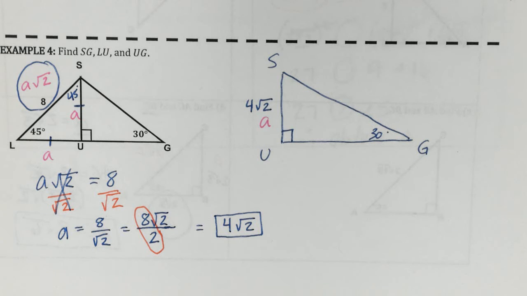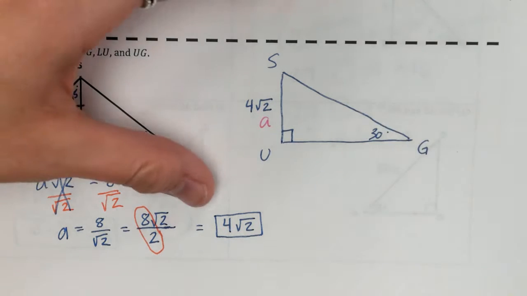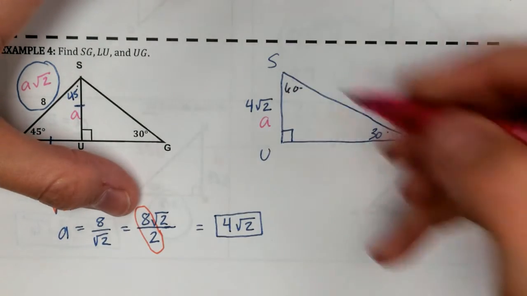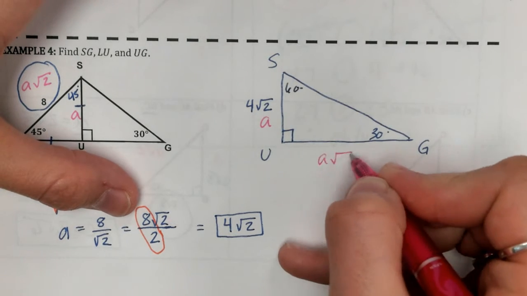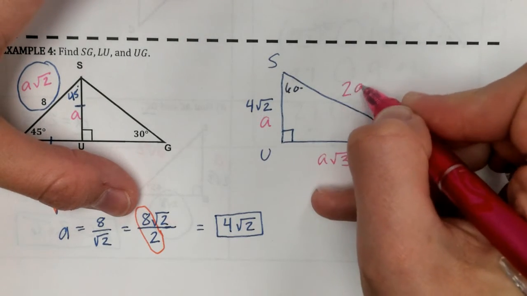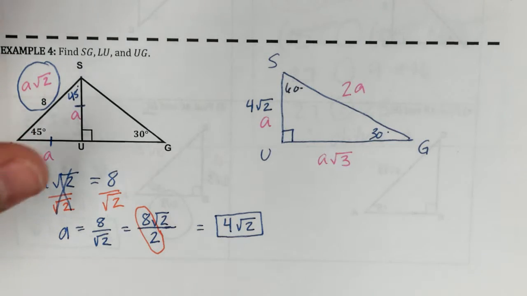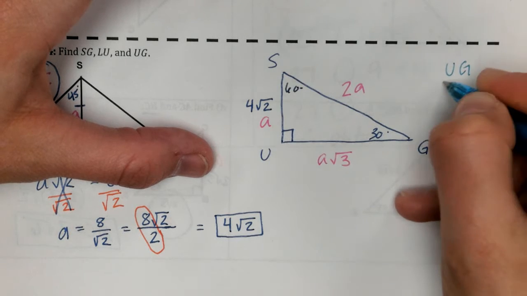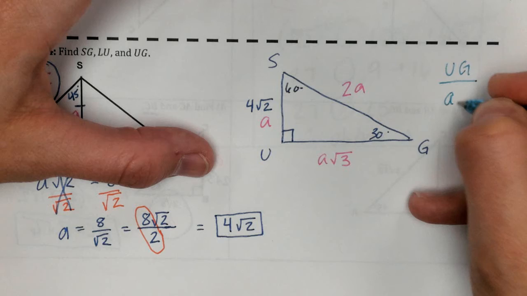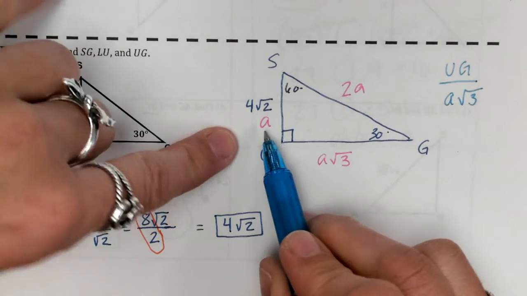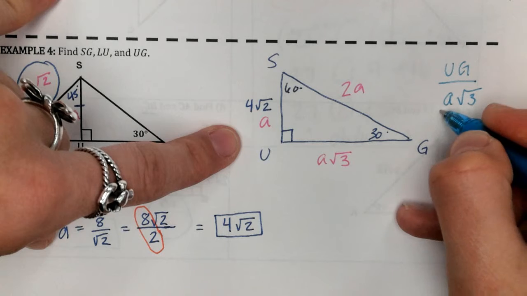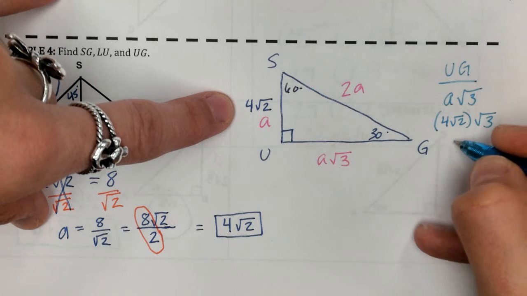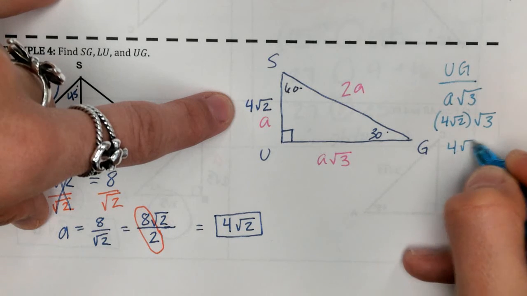So we need to find our last two sides of our 30, 60, 90 over here, because this angle over here is 30. We know this one's going to be 60 degrees. Across the 60 degrees is going to be your a square root of 3, and across your 90 is going to be your 2a. So first we'll solve for UG. We have a square root of 3. Well, we know what a is. We found it in the previous notes, so we're just going to substitute in that 4 square root of 2 for a, and then UG will end up coming out to 4 square root of 6.